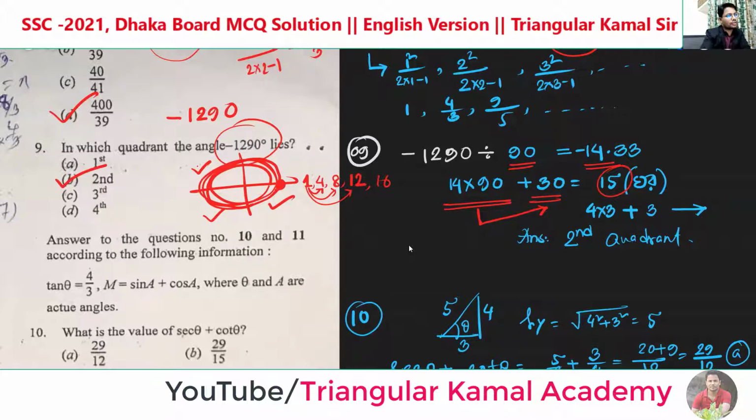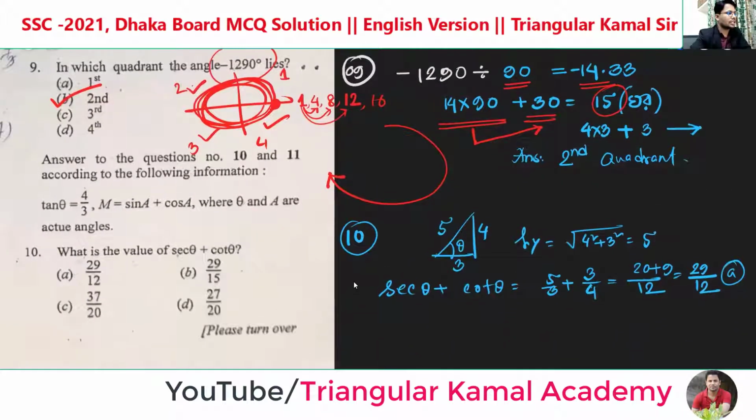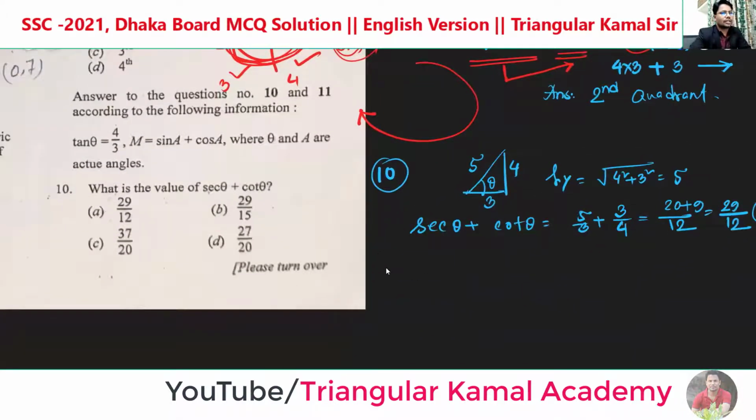Quadrants are always counted as first, second, third, fourth. But here the angle is negative. That's why we are doing the calculation clockwise. A negative angle is always clockwise, but the quadrants are always counted anti-clockwise. So this is done. Now the next question, question number 10.